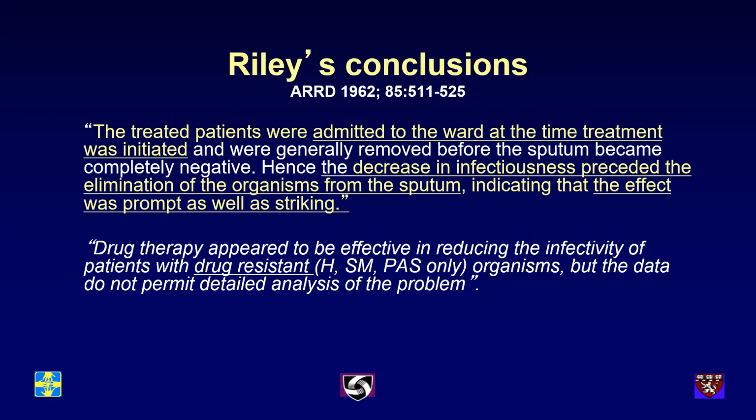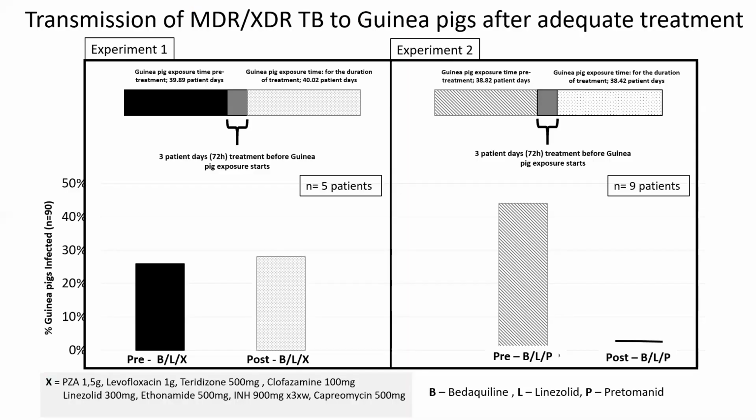What Riley said in 1962 was that the patients were admitted to the ward at the same time the treatment was initiated, and they were generally removed before they became sputum smear negative. Hence, the decrease in infectiousness preceded the elimination of the organisms from the sputum, indicating that the effect was prompt as well as striking. And he goes on to say that the drug-resistant patients, which is only isoniazid, streptomycin, and PAS, there's much less data to base a conclusion on. We'll come back to that.